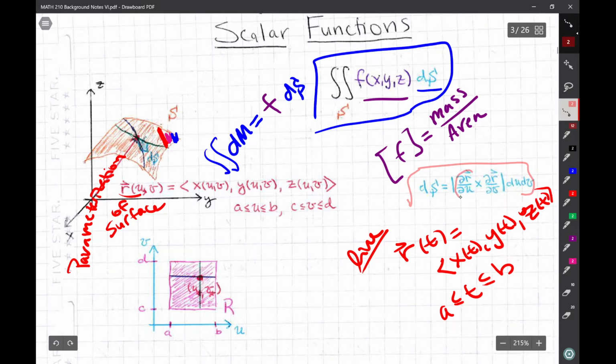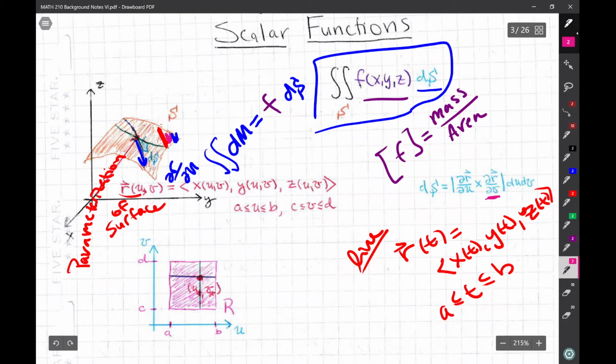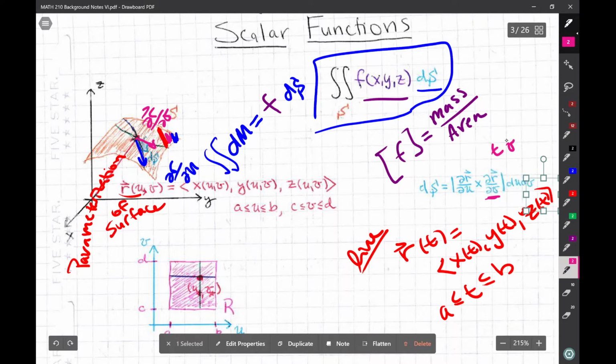You'll take the partial derivative of r with respect to u, and that will give you a tangent vector that points along this way. That would be the partial derivative of r with respect to u. And you could also take the partial derivative with respect to v, and it'll be a tangent vector this way. That would be the partial derivative of r with respect to v. These are tangent vectors.